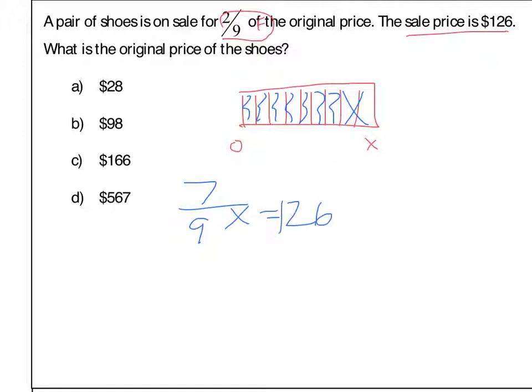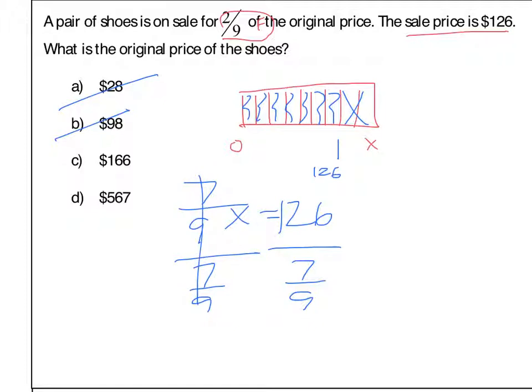What we should see is, since we have the original price, we're going to expect that this is going to be larger than 126 since it was on sale. So it should be C or D. We multiply, or we divide both sides by 7/9, which ends up being the same thing as multiplying by 9 over 7.